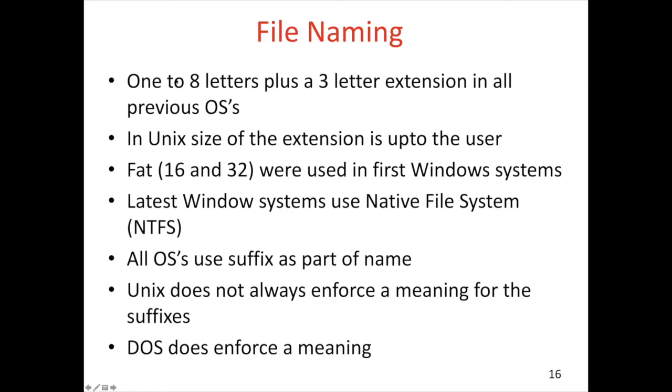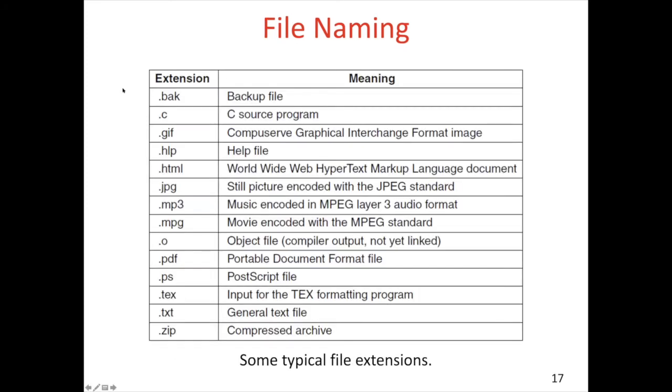In file naming, 1 to 8 letters plus a 3-letter extension was used in all previous operating systems. In Unix, the size of the extension is up to the user. FAT 16 and 32 were used in the first Windows systems. Latest Windows systems use a native file system, which is NTFS. All operating systems use a suffix as part of the name. While Unix does not always enforce a meaning for the suffixes, DOS does enforce a meaning. Some typical file extensions are given here. The extension is in the first column, then comes the meaning in the second column.